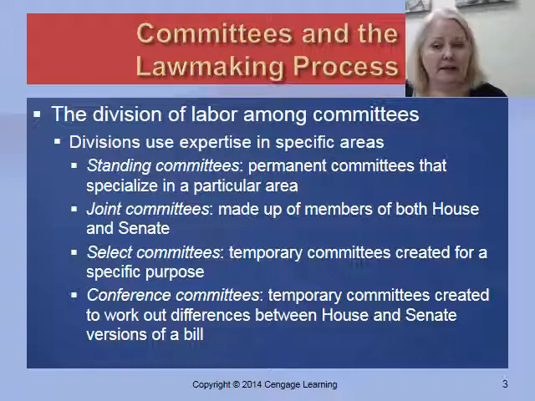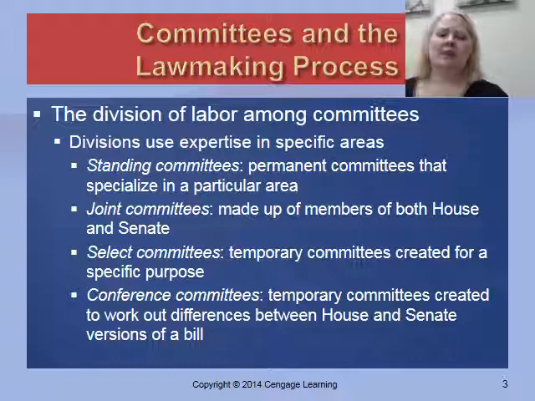So there are standing committees that are permanent committees that specialize in a particular area. There are joint committees that are made up of members of both the House and the Senate. There are select committees, and those are temporary and created for a very specific purpose, maybe to research a bill further or to look at a particular problem, like we hear a lot about our opioid problem. So there could be a select committee appointed to research the opioid problem if a bill came along that tried to address it.